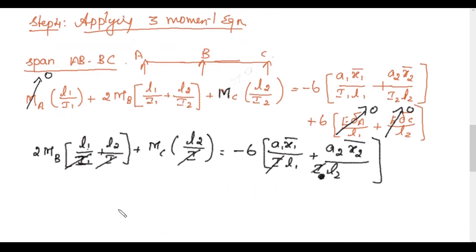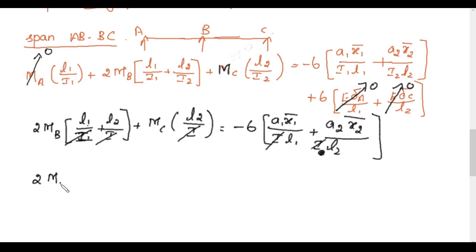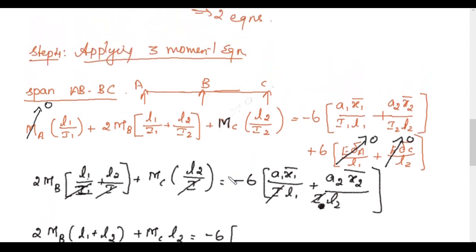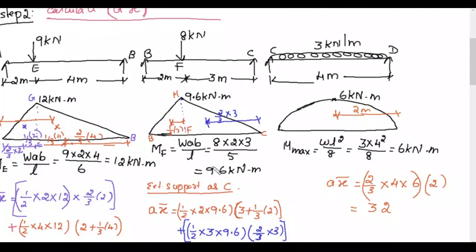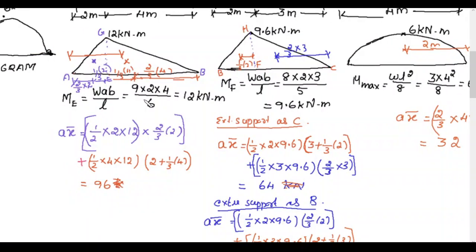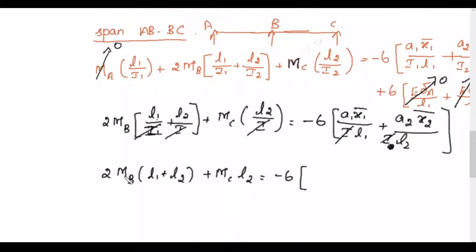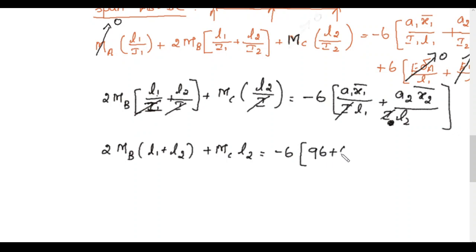Now we can substitute the values. We get 2 times MB into L1 plus L2, plus MC into L2, is equal to minus 6 into A1 X1 bar. This is for AB. We know the value for the span AB, it is 96, and for the span BC, when the extreme support is C, it is 64. So 96 and 64.